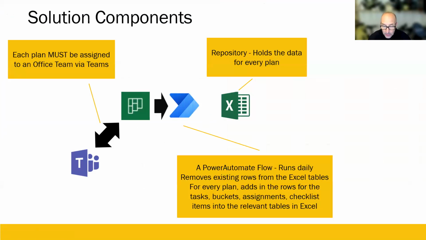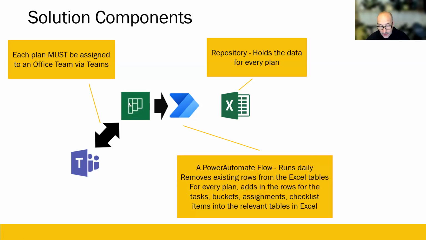What we're then able to do is run a Power Automate flow. You can configure this as you like, but I set it up to run daily. This flow does a couple of things. Firstly, it removes all of the existing data in my repository. So we clear the repository out.